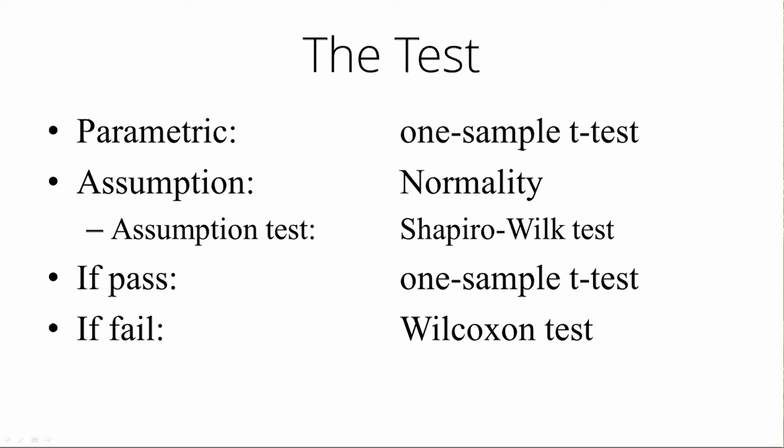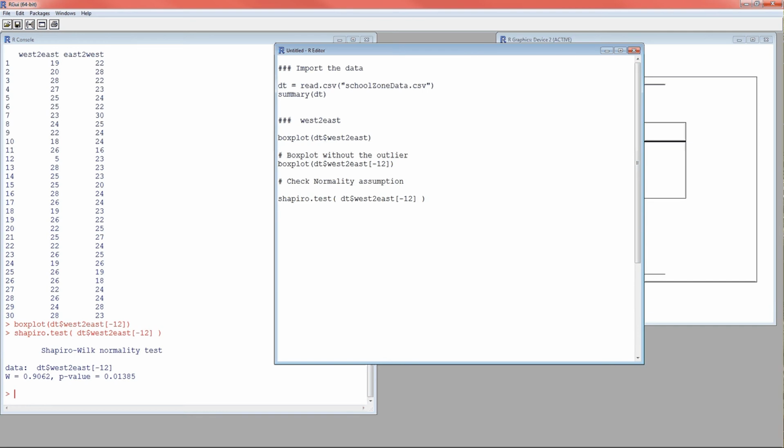Since they failed the assumption test, we're going to use the Wilcoxon test. The command for the Wilcoxon test is wilcox.test. It takes the data. Again, we're going to fit it without the street sweeper. We also have to specify the mu naught. The mu naught here is 20 because our alternative hypothesis was mu is greater than 20.